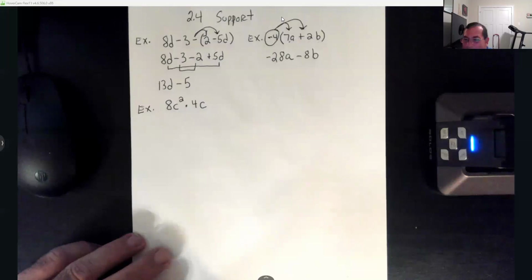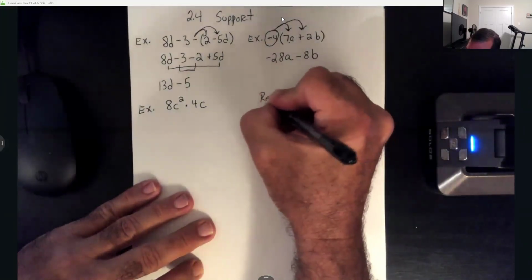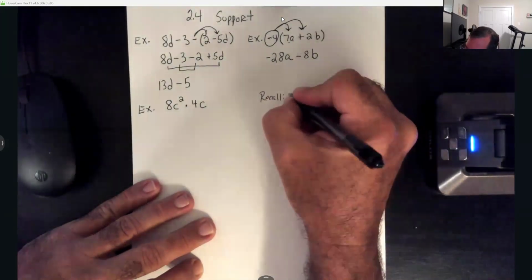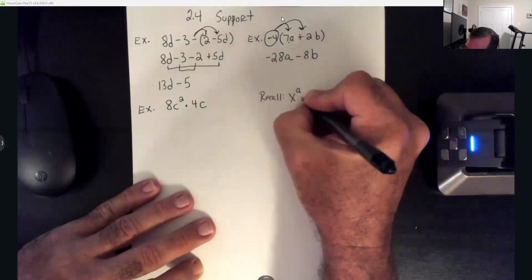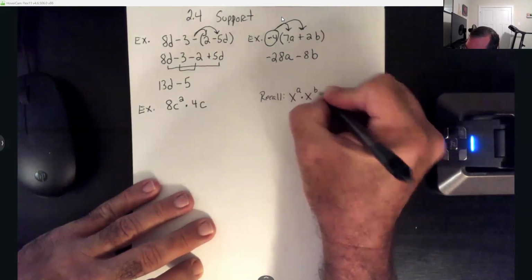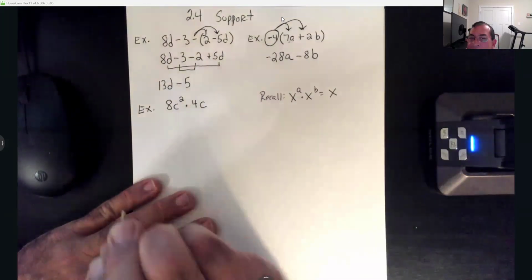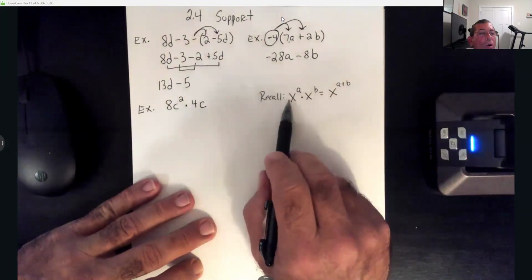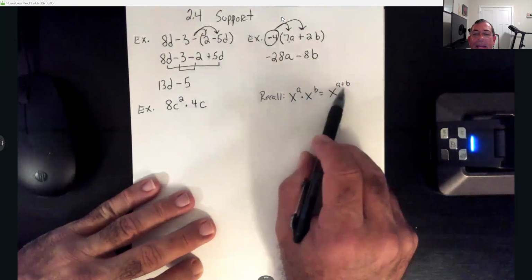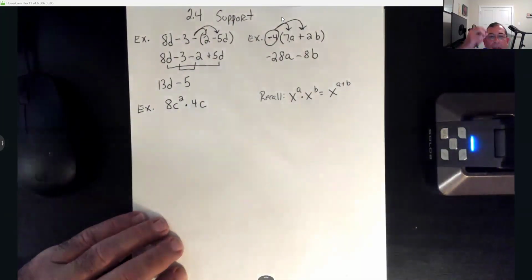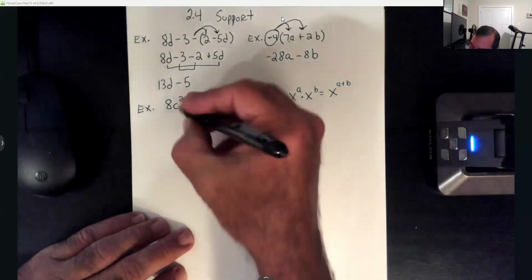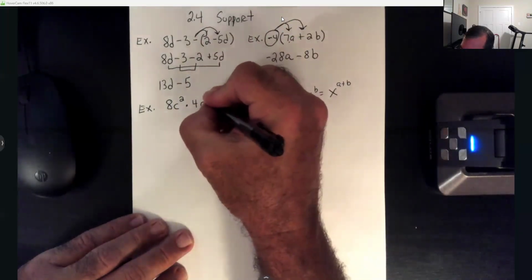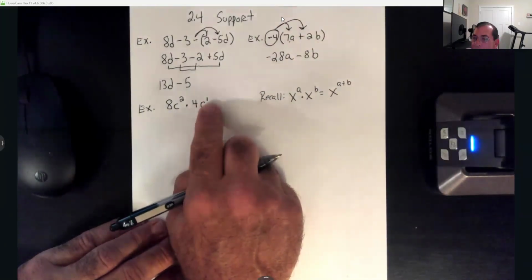All right, so here's the thing. Recall this property we learned in the past about variables. x to the a times x to the b equals x to the a plus b. When you multiply variables, you're going to add the exponents. Okay? Now, the 4c, that c didn't have an exponent, so you automatically got to treat it like a 1 there, okay?